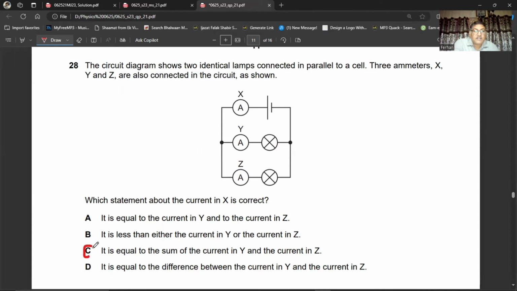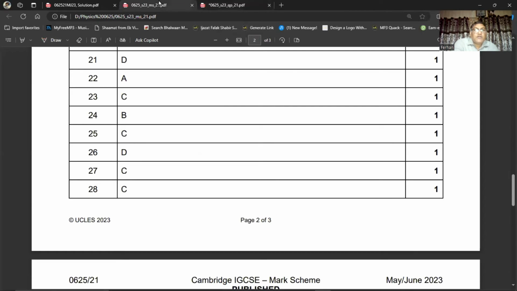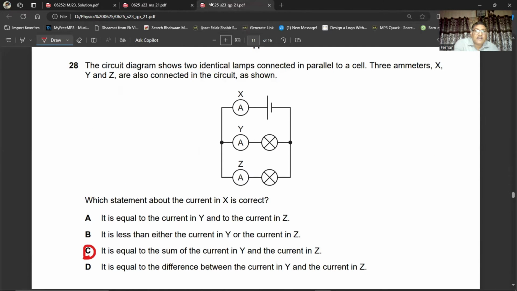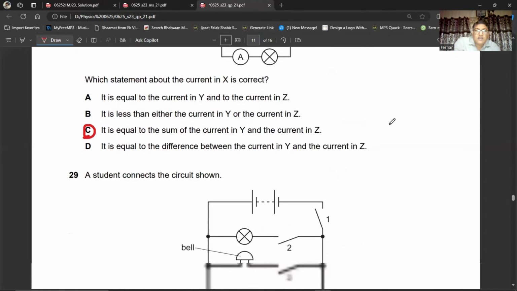C is the right option, sir. So question number 28, C is the right answer, sir. I hope you understand this concept which I just told you. This X is noting down how much current is coming from the battery, and Y and Z, because the current divided into two branches. So Y plus Z will be equal to X. Okay, this is the basic concept there.